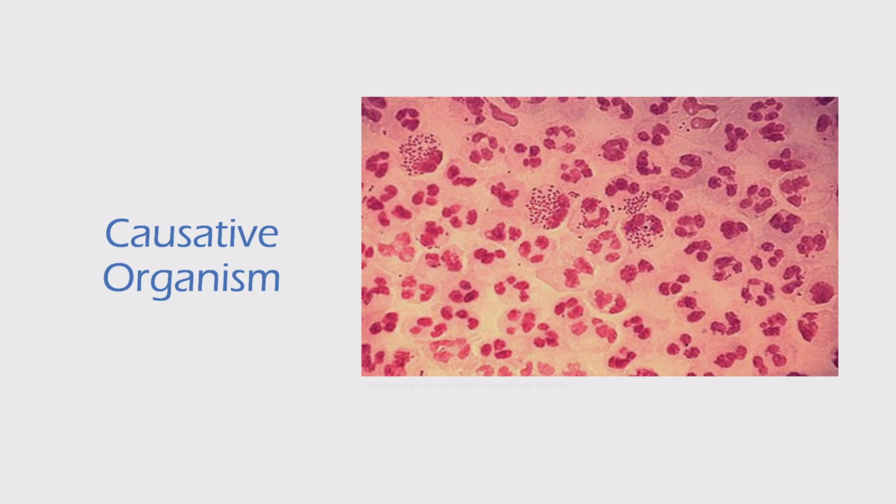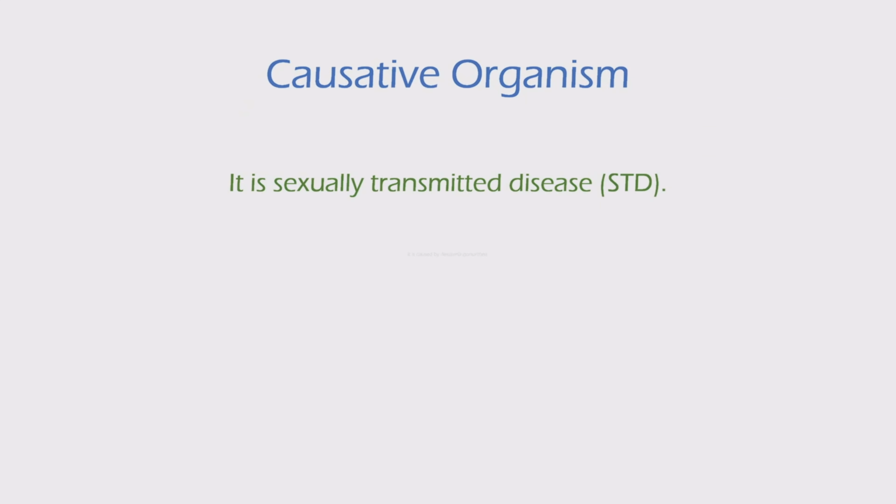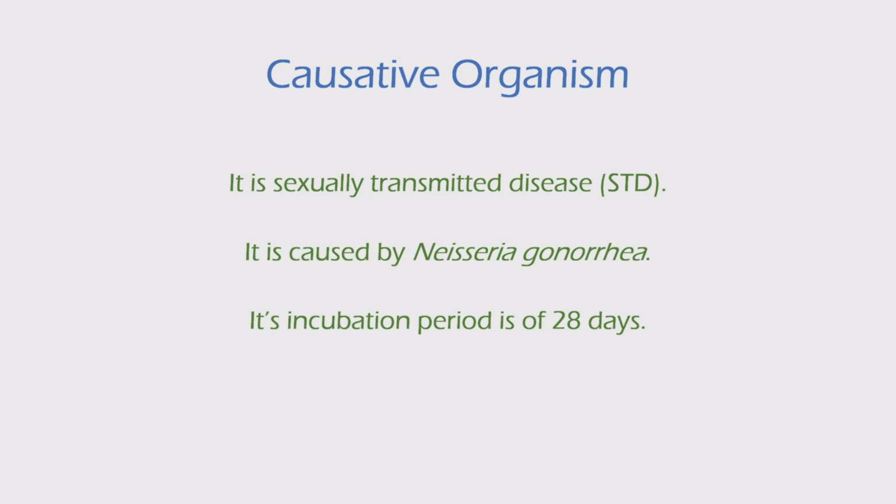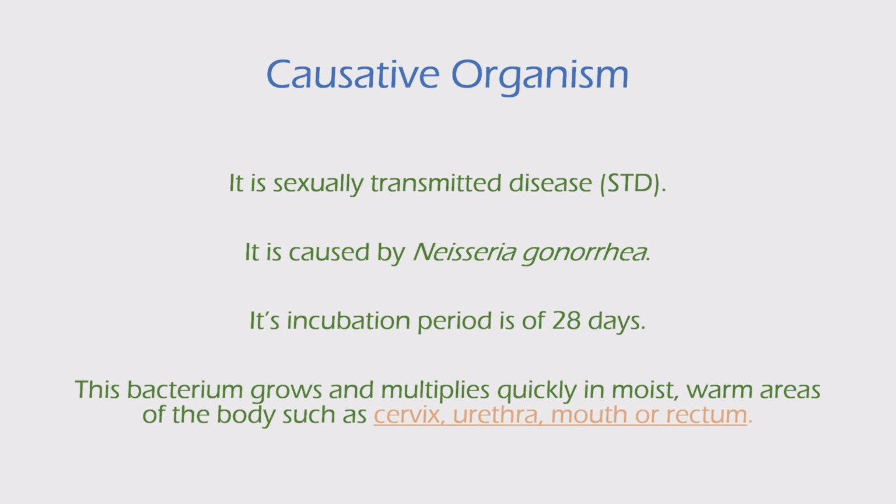The picture shows causative organism of gonorrhea. It is a sexually transmitted disease. It is caused by bacterium Neisseria gonorrhea, which we saw earlier. The incubation period for this bacterium is generally 2 to 8 days. This bacteria grows and multiplies quickly in moist, warm areas of body like cervix, mouth, urethra, or rectum.